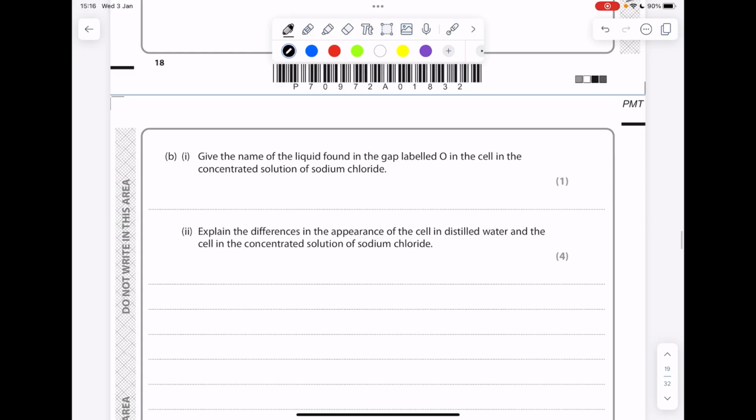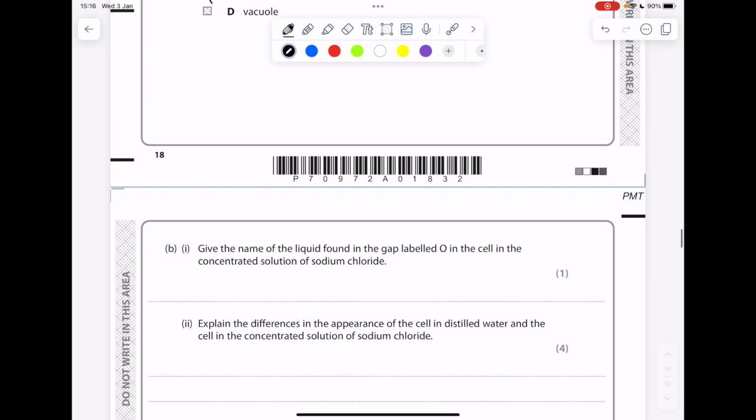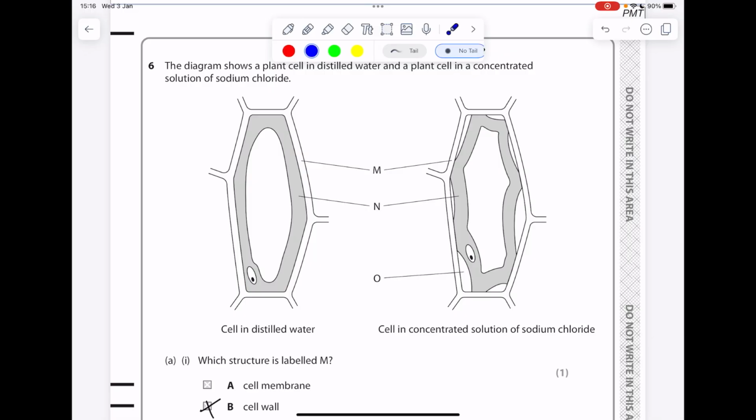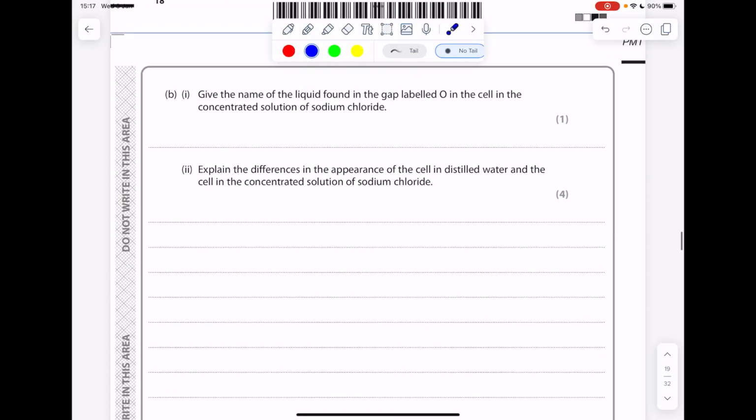Give the name of the liquid found in the gap labelled O in the cell in the concentrated solution of sodium chloride. Because plasmolysis has occurred here, you can see how that cell membrane is pulled away, which means it's opened up a gap that allows that sodium chloride solution to flood in.